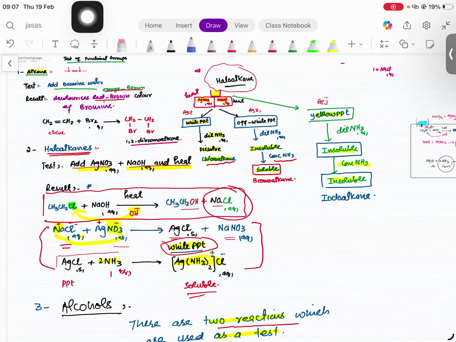There is a definite question in this, and they connect it with relative rate. You remember we said which precipitate will come earliest: yellow, off-white or white? Yellow, because nucleophilic substitution is taking place. So iodoalkane will be the fastest to undergo this. Right, next.